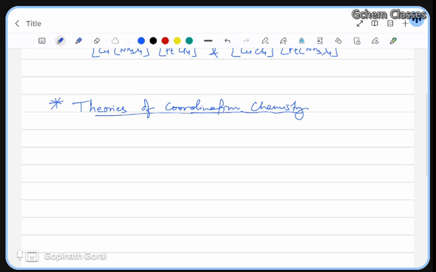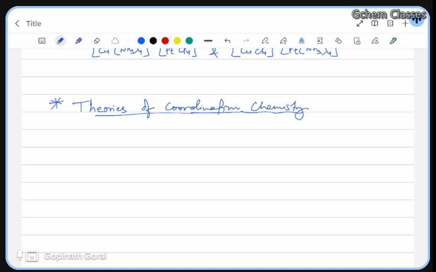So here, we have three types of theory which particularly help. The order will be like this: first VBT came, then CFT, then MOT, right? VBT is valence bond theory, then crystal field theory, and then molecular orbital theory. The more advanced one is molecular orbital theory, right? So here we are going to see everything in a little bit descriptive way. It requires much more time to understand this, and the good thing is we have enough time. So we will discuss it.